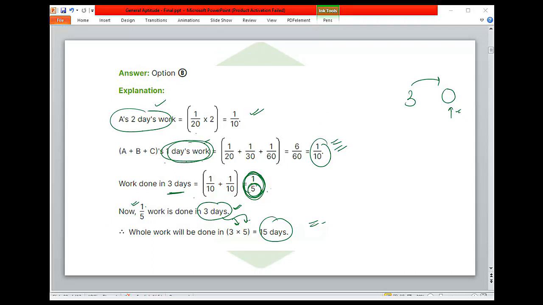Are you understanding this segment? You just had to make sure that you are understanding the logic of work on the third day, and then you are segregating 3 days' work in a proper fashion.